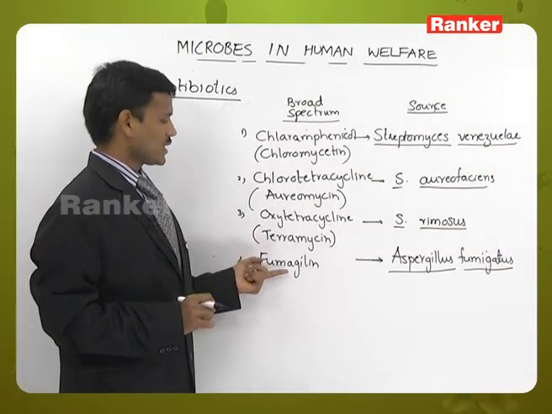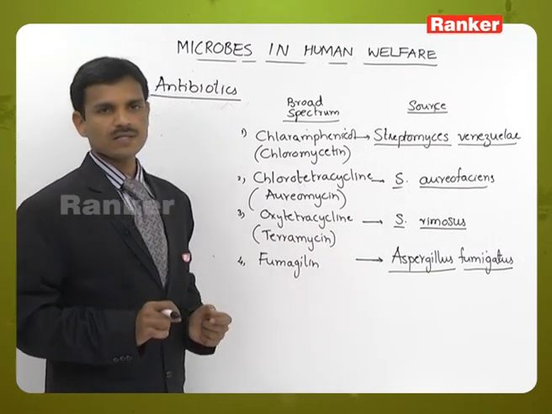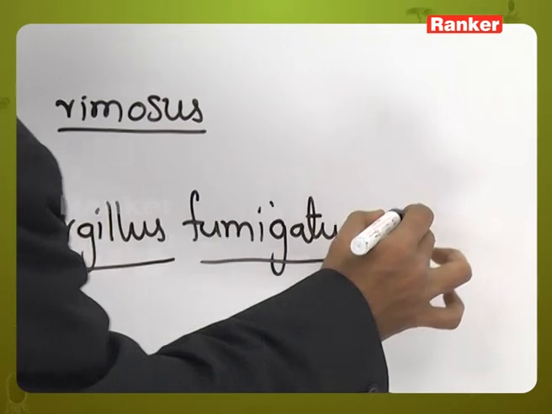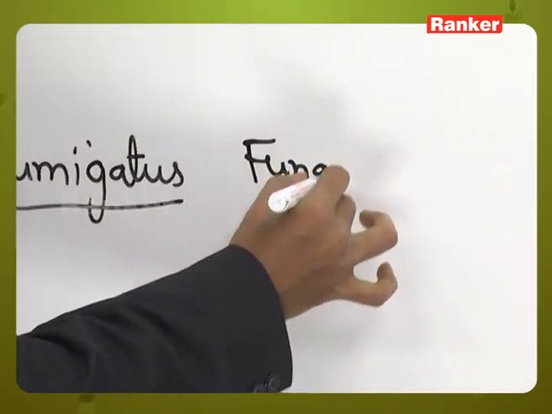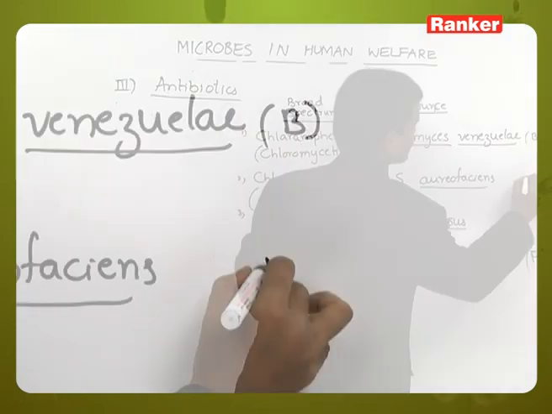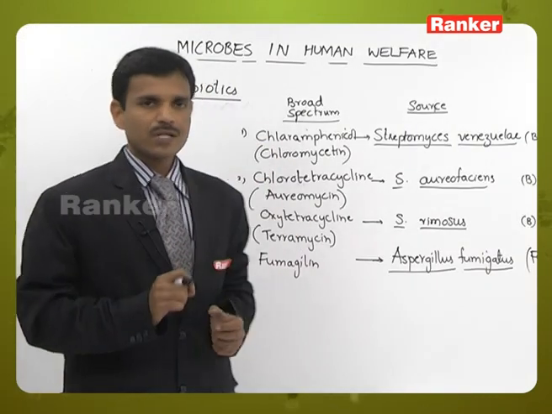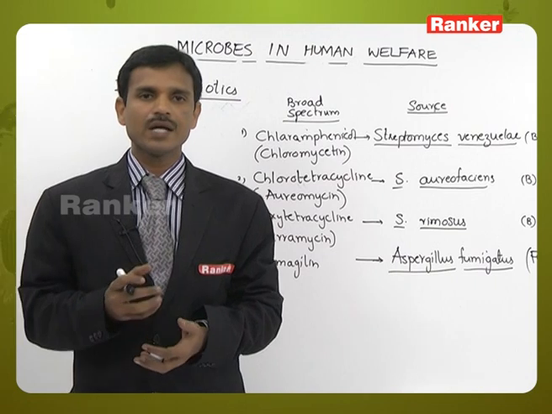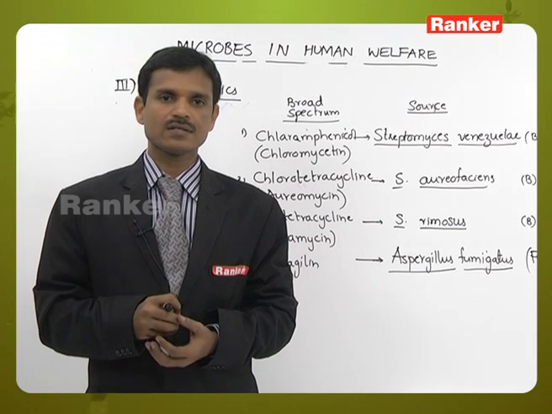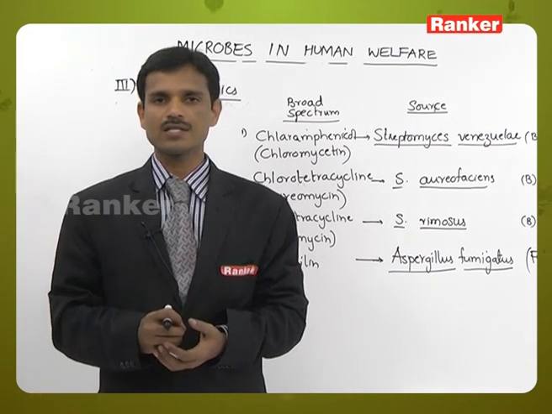Next, fumagillin is extracted from Aspergillus fumigatus, which is a fungus. All the others are bacteria. So, these broad spectrum antibiotics kill different types of organisms which cause diseases. They may be bacteria, parasites, or other organisms also.